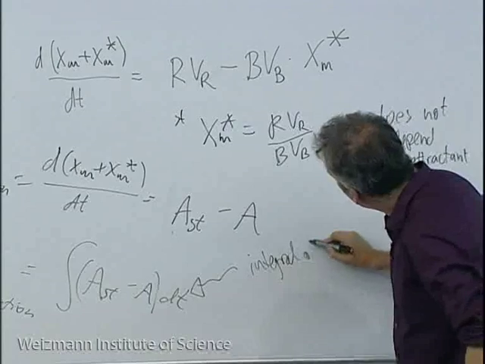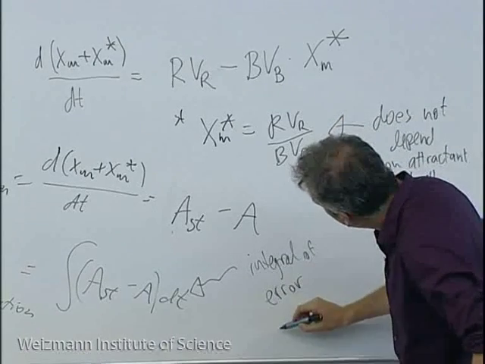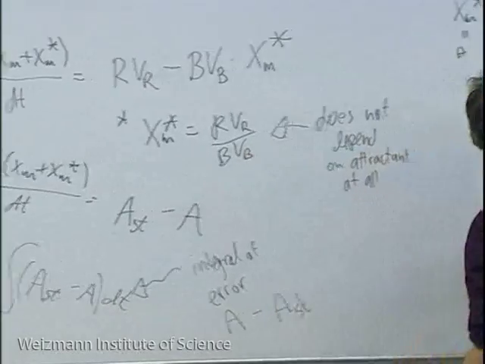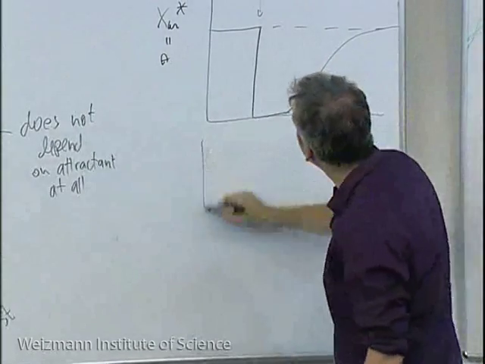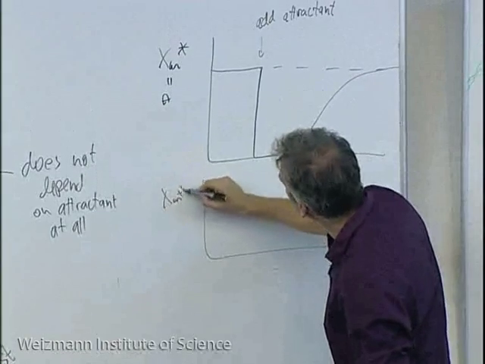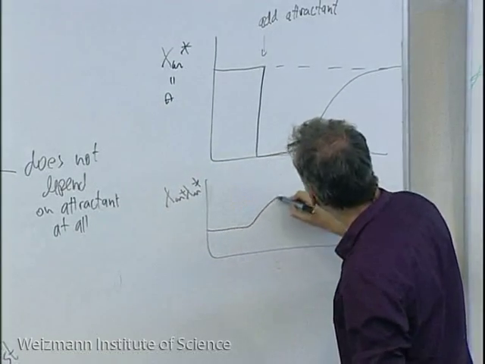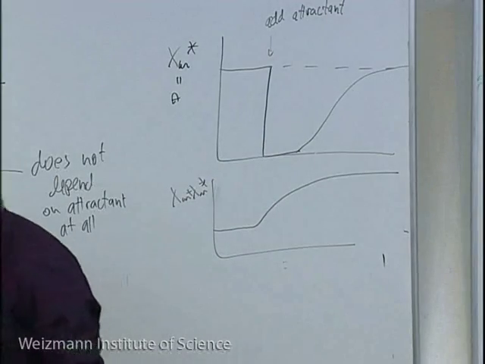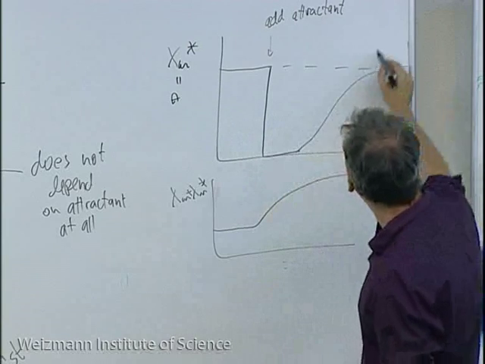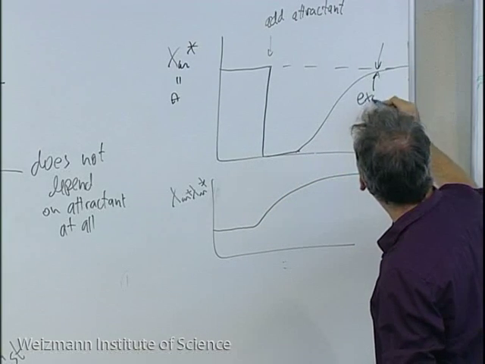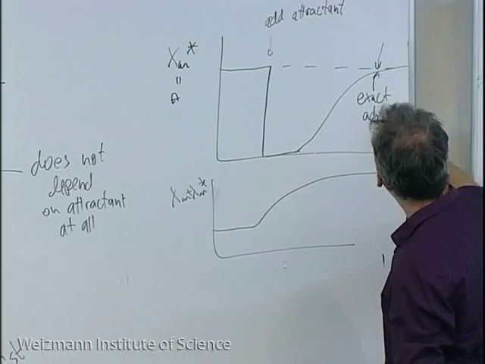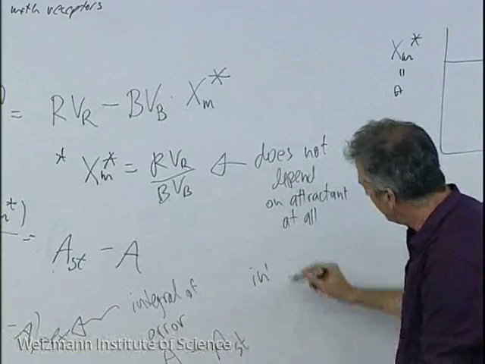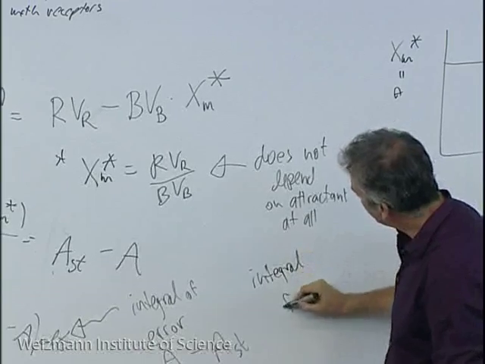The integral of the error, the activity minus its steady state activity. So the total amount of methylated receptors climbs up, up, up. It can only stop when this error is 0. The error is 0 means exact adaptation. And this principle is called integral feedback.